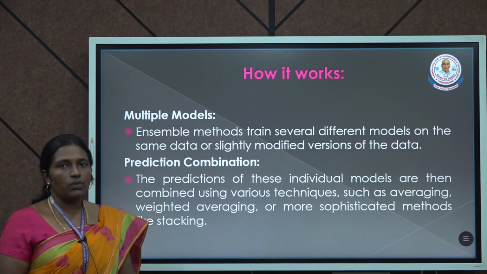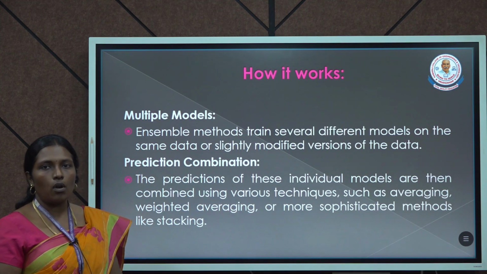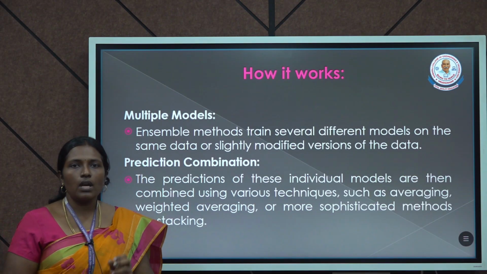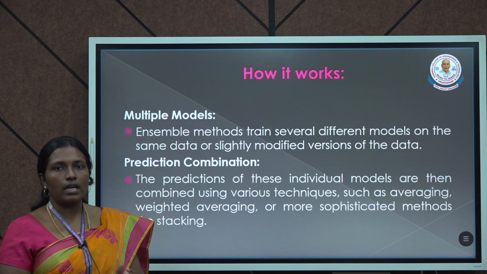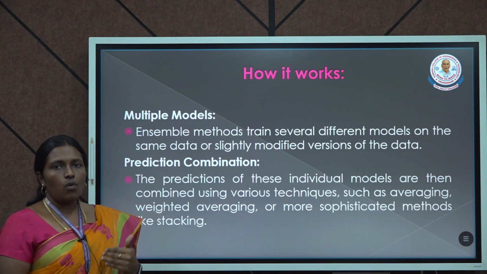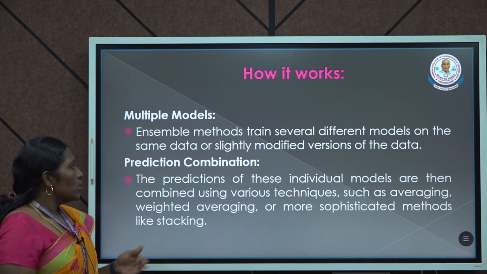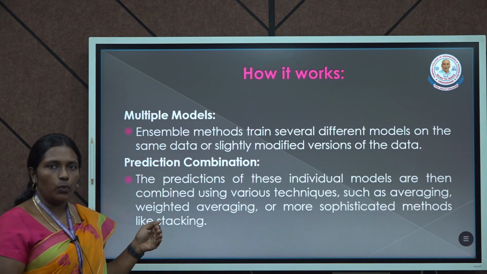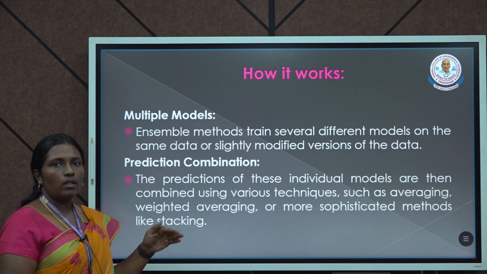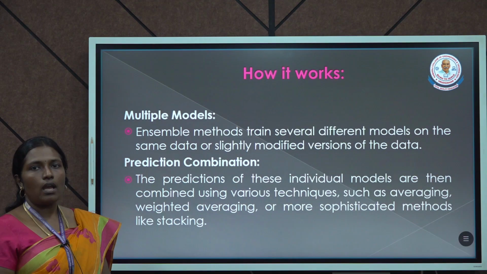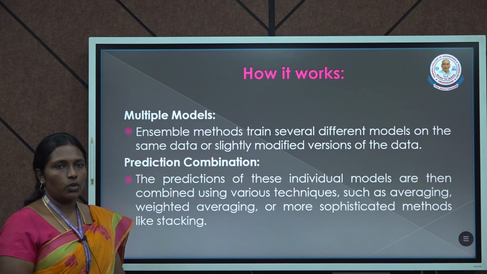How does it work? As I already mentioned in the block diagram, it works based on multiple models. First, we have to create multiple models, that is, combine multiple models based on the inputs we are giving. From the combined models, we achieve an output. From those predicted outputs, we have to combine them and use techniques like voting or averaging to predict the output.